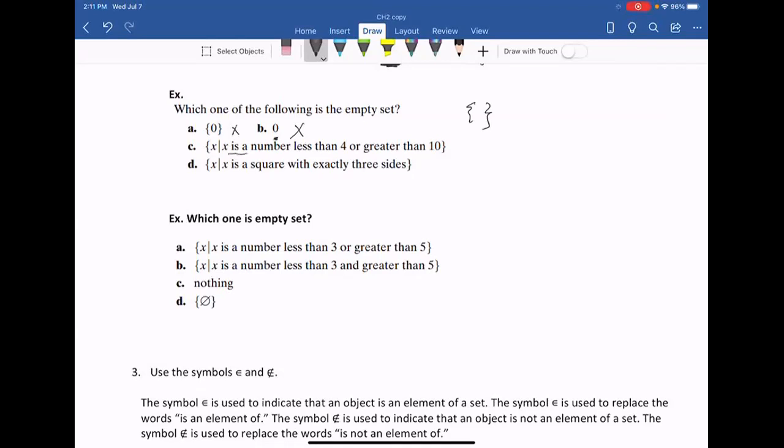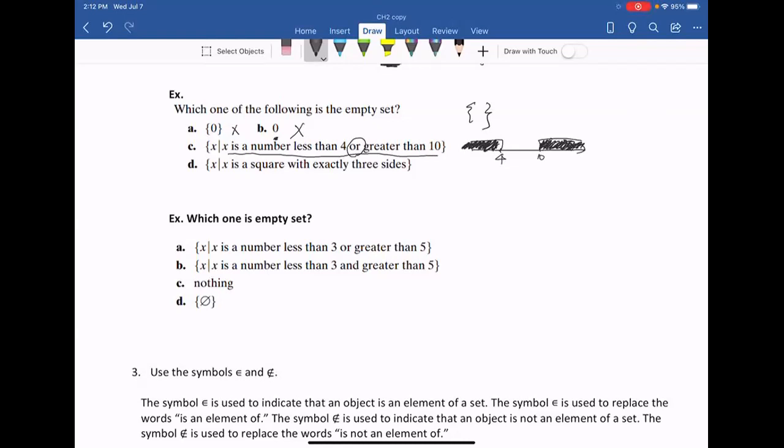this set, let's see the condition. X is a number less than 4 or greater than 10. Or means I just need to satisfy either of these two conditions. Let's draw a number line and find 4 and 10. This number needs to satisfy less than 4 or greater than 10. So just satisfying one part should be okay. So I can find many numbers in these two parts because that means or. So this is not empty. I can choose any number in these two parts. So this is not an empty set.